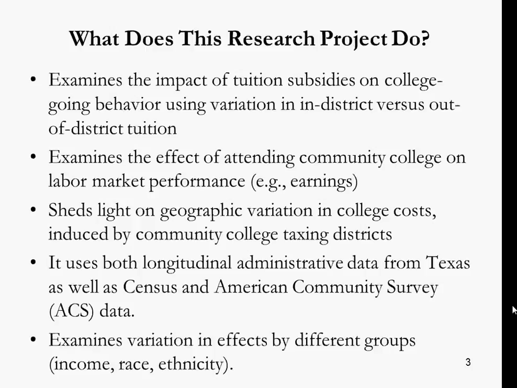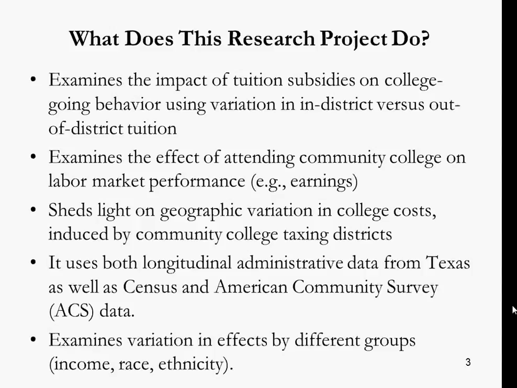Now, we have a couple of data sets that we're focusing on. In one, we have the administrative data from Texas. Texas essentially tracks all its students in secondary school as well as in colleges. And so we have roughly 2 million students that we've been tracking over time. It's a universe file. And then we also are looking at data from the census and the American Community Surveys.